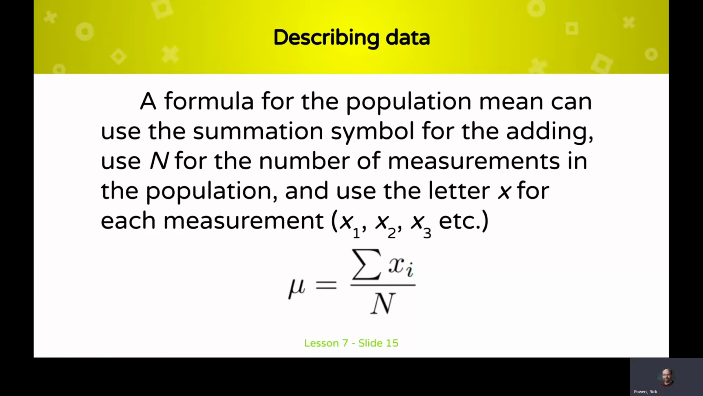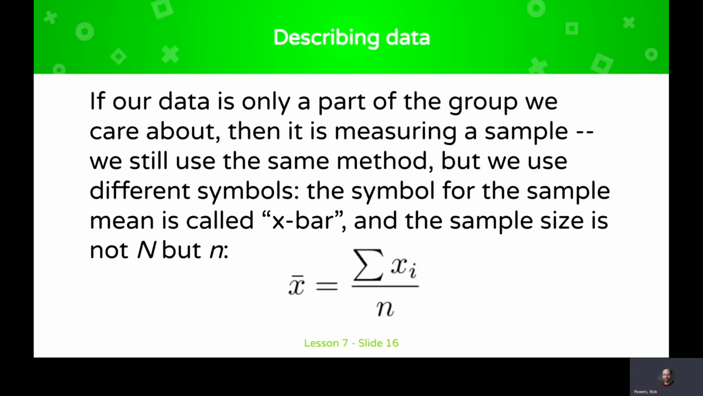If our data is only part of the group that we care about, then it's measuring a sample. We still use the same method, but we use different symbols. The symbol for the sample mean is called x bar, and the sample size is not capital N, but small n. X bar, the sample mean, is the sum of all the measurements divided by the number of measurements in the sample, which is small n.